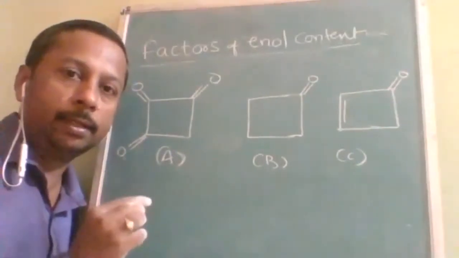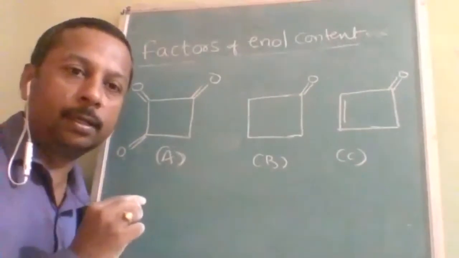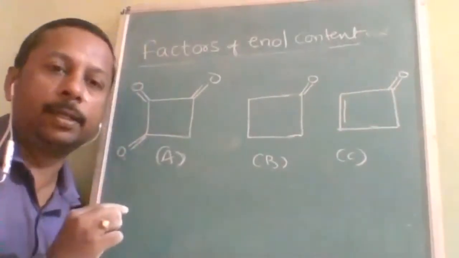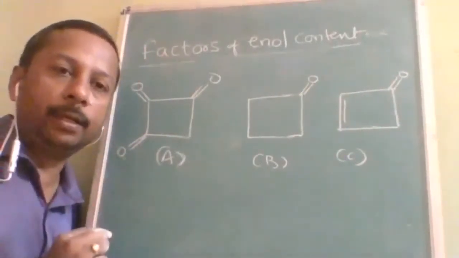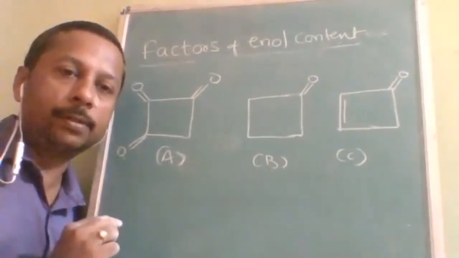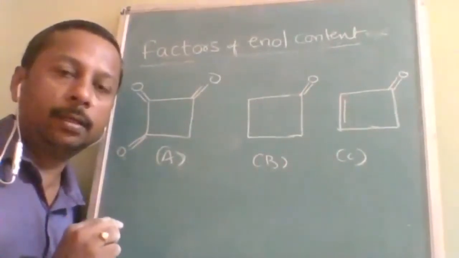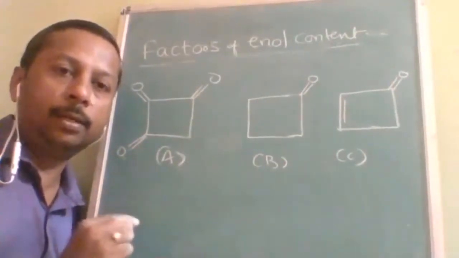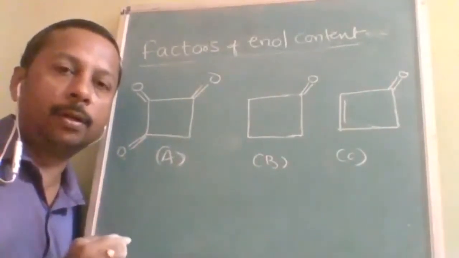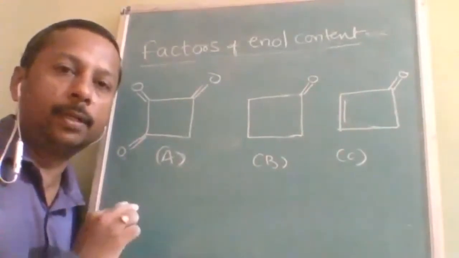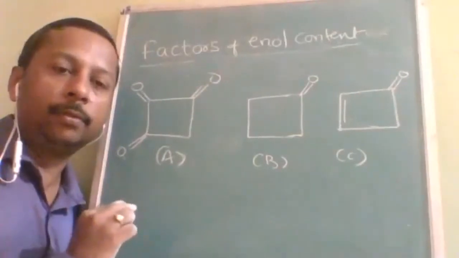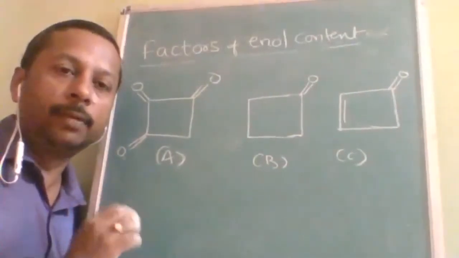Okay. I think the enol Tautomerism topic is completely understood by everybody, and you will be able to answer all questions related to Tautomerism, especially Keto-enol Tautomerism. All entrance questions are covered in this theory. I think you will be feeling now easy for this topic.